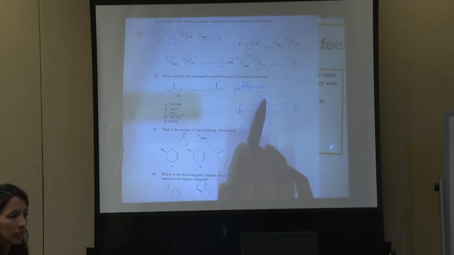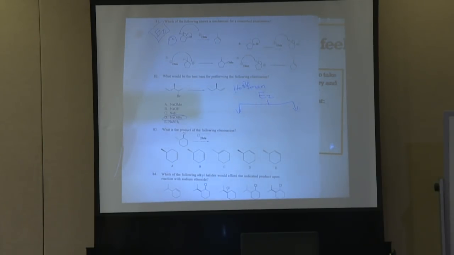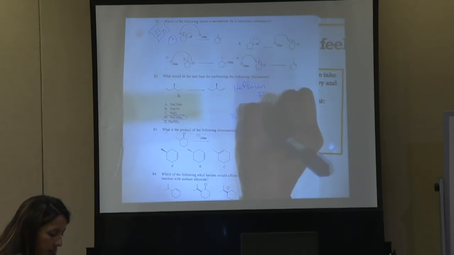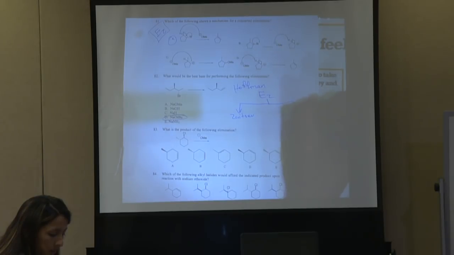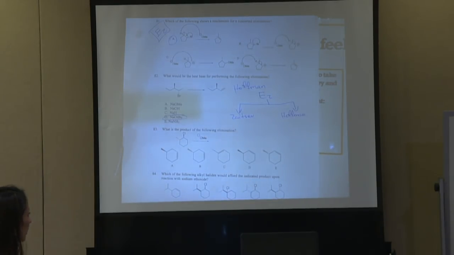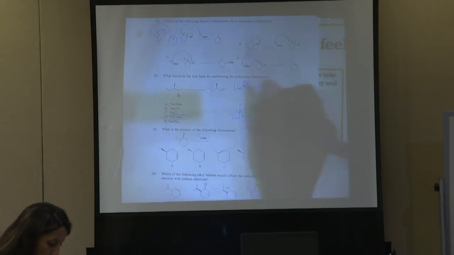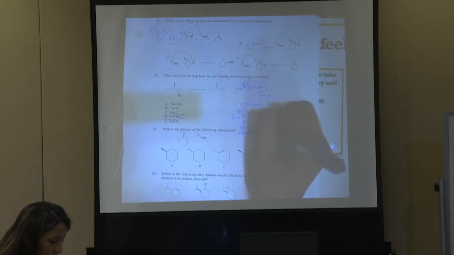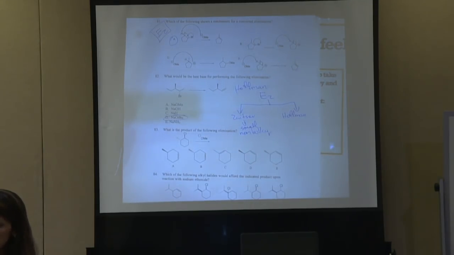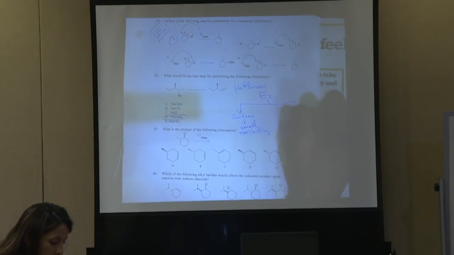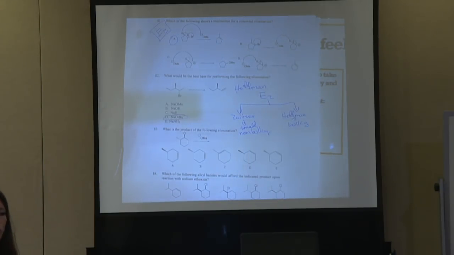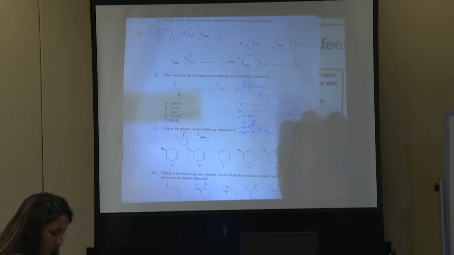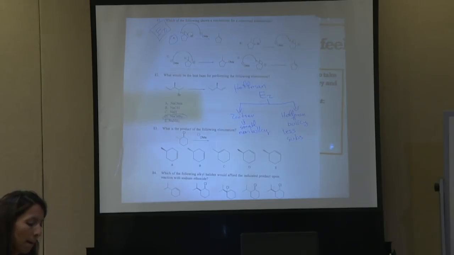So when we have an E2 mechanism, we have two different kinds of products that we can have. What are they? Zaitsev and Hoffman. Which one favors Zaitsev? Small, non-bulky. Which one favors Hoffman? Bulky. And what is the definition of a Hoffman? Less substituted. And what is a Zaitsev? More substituted.